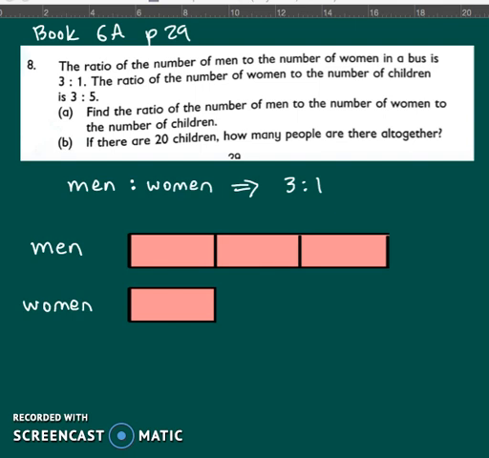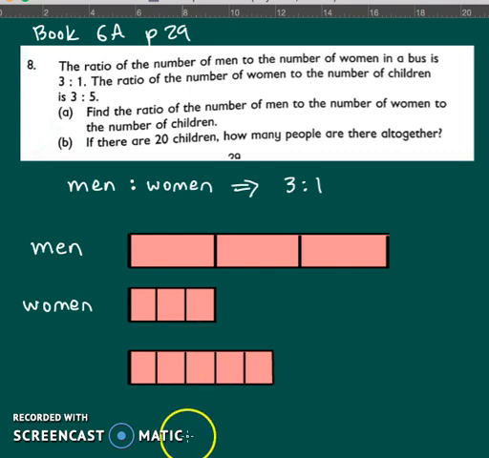So instead of drawing 3 other units of women, we are going to take this current unit that represents women and we're going to split it into 3. Just like that. So now we have 3 subunits of women. And we know that the ratio of the number of women to the number of children is 3 to 5. So when we have 3 of these smaller units of women, we know that we're going to have 5 of the smaller units of children. So this represents children.